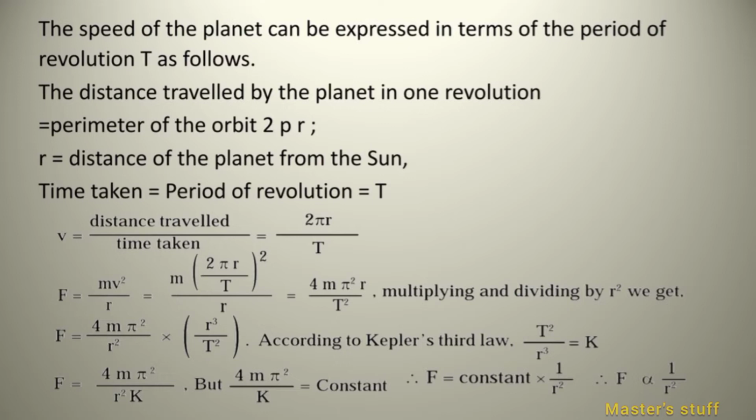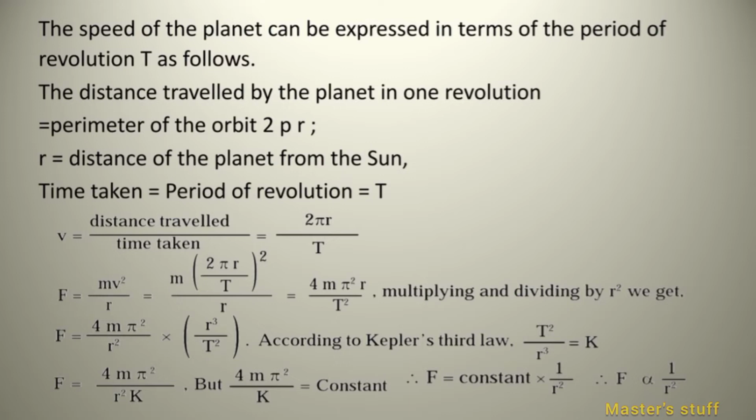We know speed is equal to distance upon time. Thus, v is equal to distance travelled upon time taken. As distance travelled is equal to 2 pi r and time taken is T, therefore v is equal to 2 pi r by T.